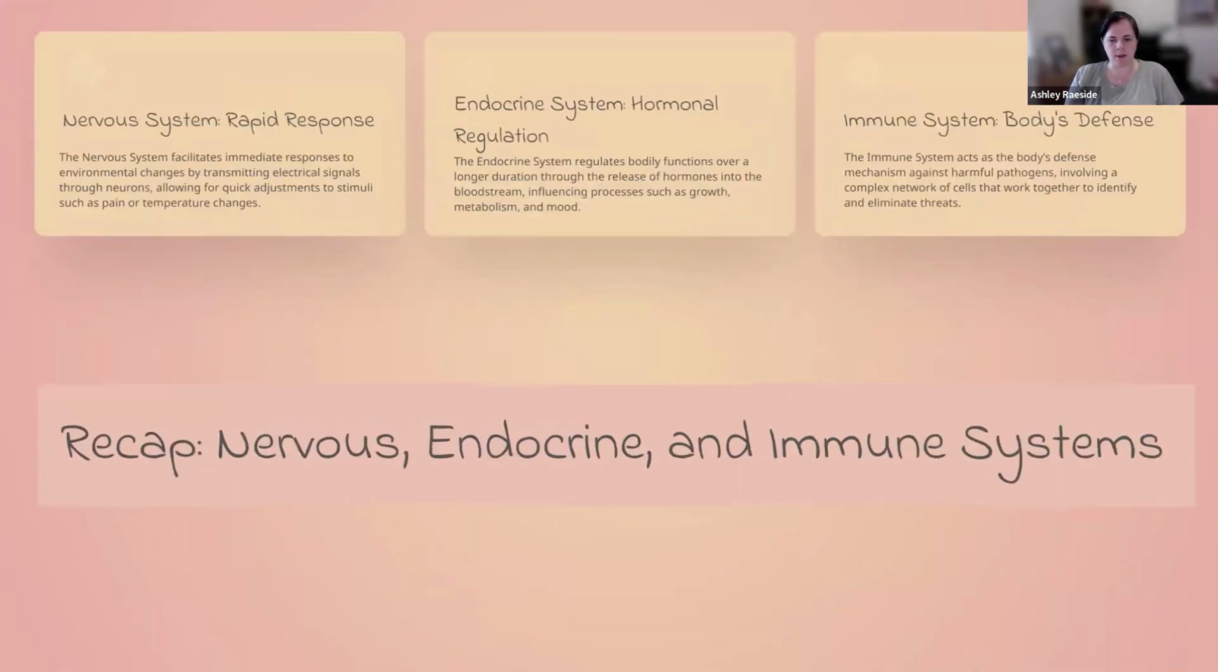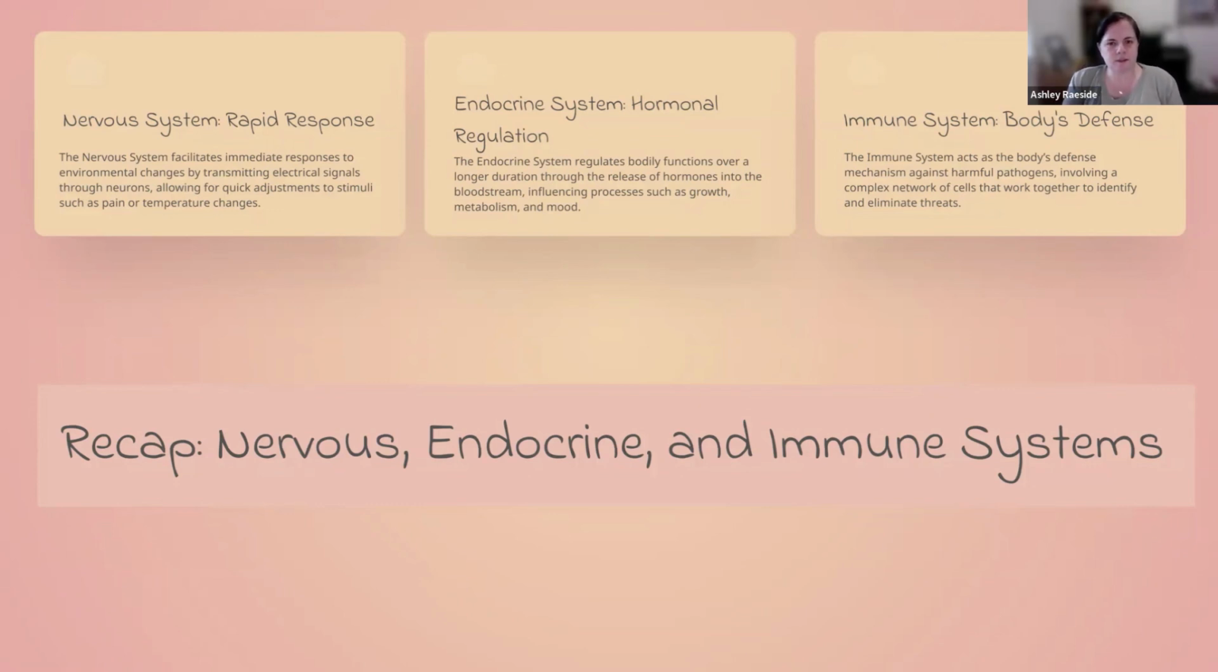So a recap of our nervous, endocrine, and immune systems. Remember back in lesson 1, we talked about this. So our nervous system is our rapid response center. So this is where the immediate responses to any changes occur. So we have our electrical signals that travel through neurons. Remember, it's a bit like electricity going through electrical wires, and it allows for quick adjustments to any stimuli, such as pain or temperature changes.